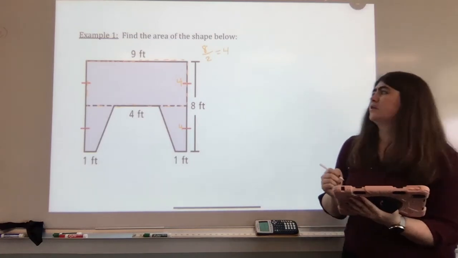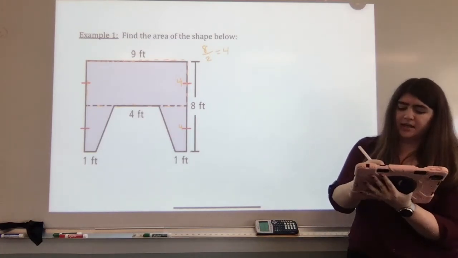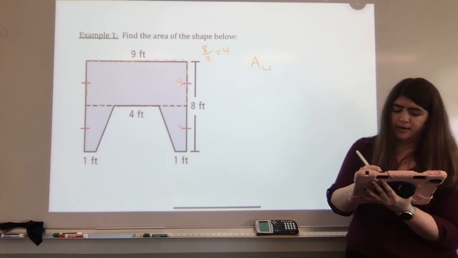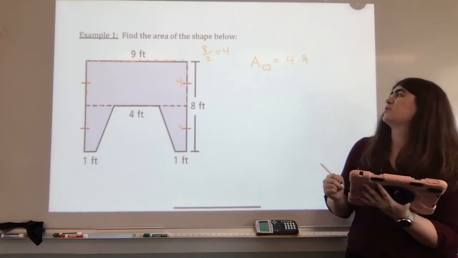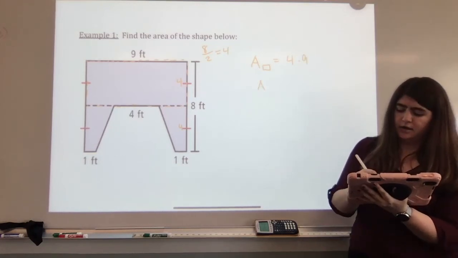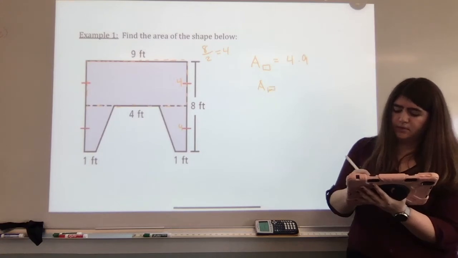There we go. So now to find the area of my rectangle, the area is equal to my base, which is 9, times my height, which is 4. So 9 times 4 is what we're looking at, which means the area of my rectangle is equal to 36.